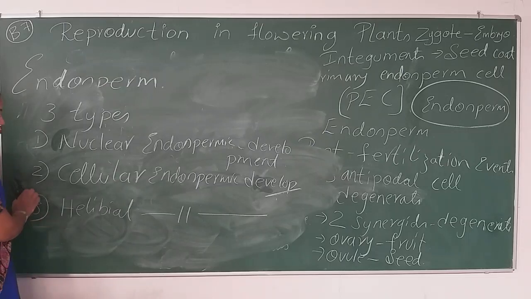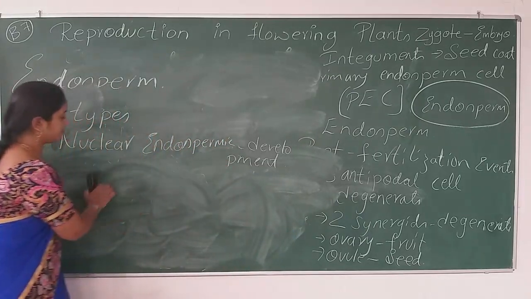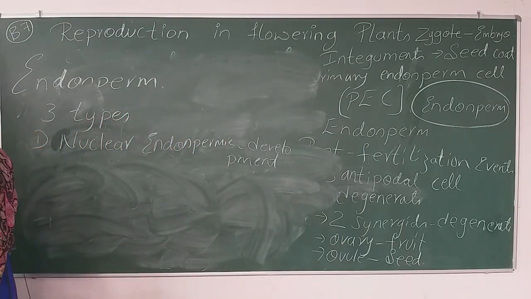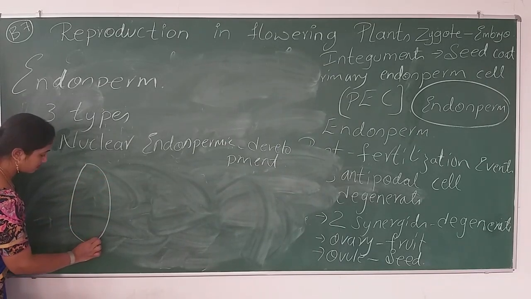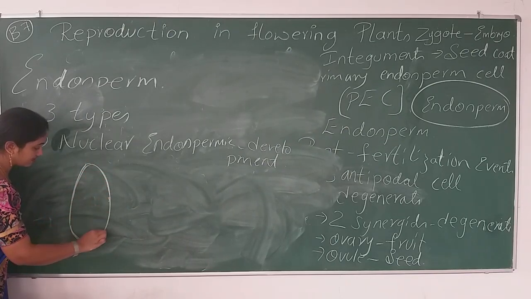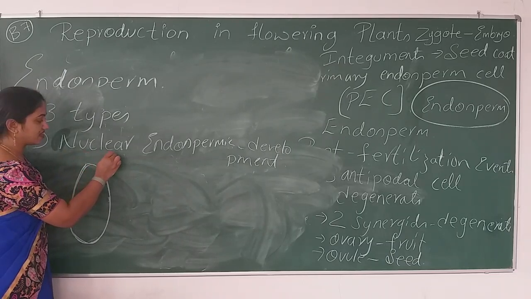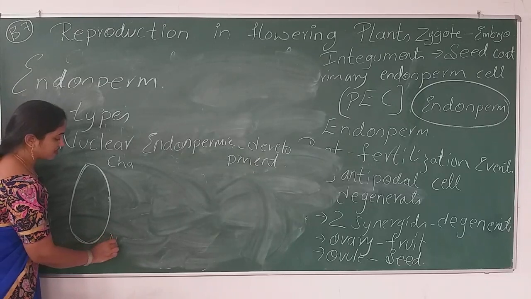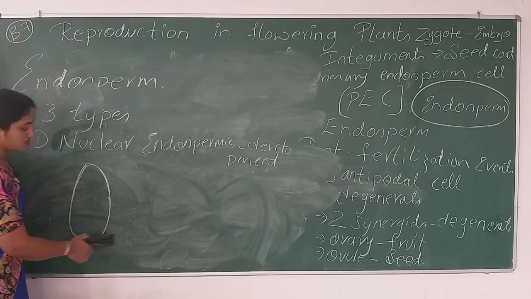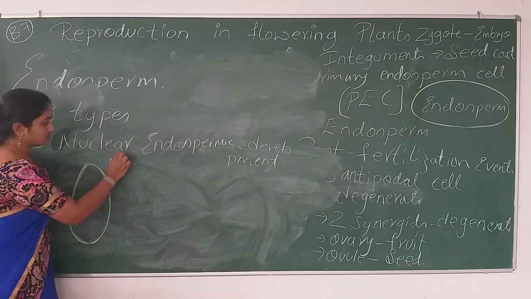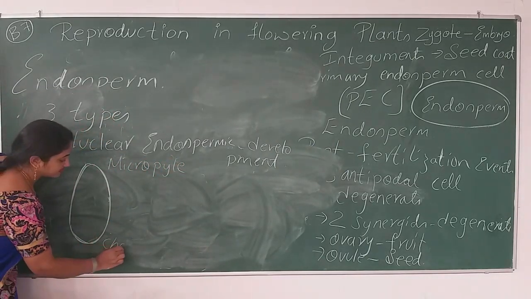The first one is nuclear type of endospermic development. What happens here? Here the endosperm takes division. Let me write only the embryo sac here. Earlier I used to mention this part as chalazal end and this part as micropylar end, right? I'll just change it only for the diagram. So consider this is the micropylar end and this is the chalazal end.